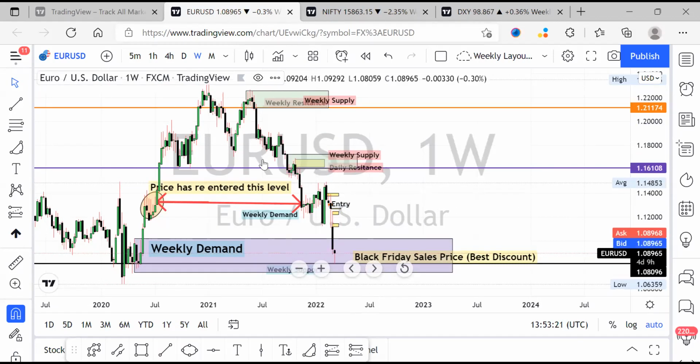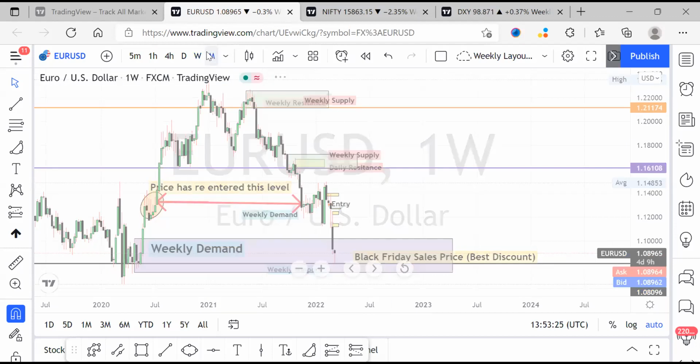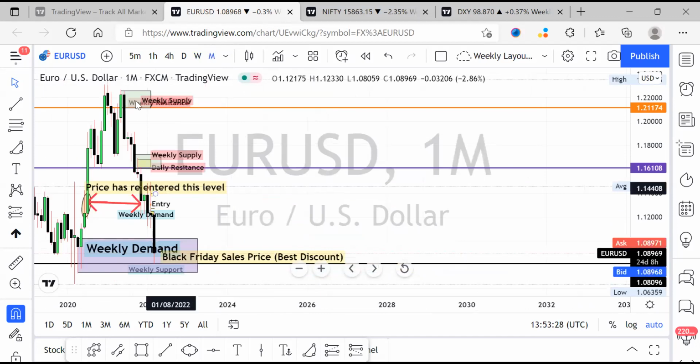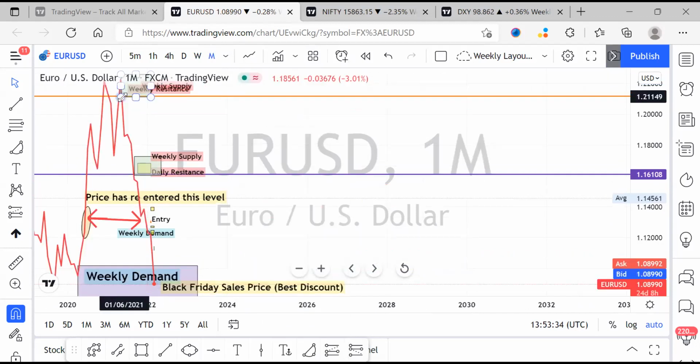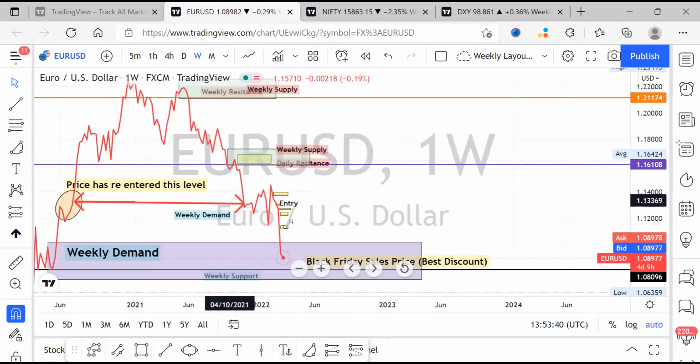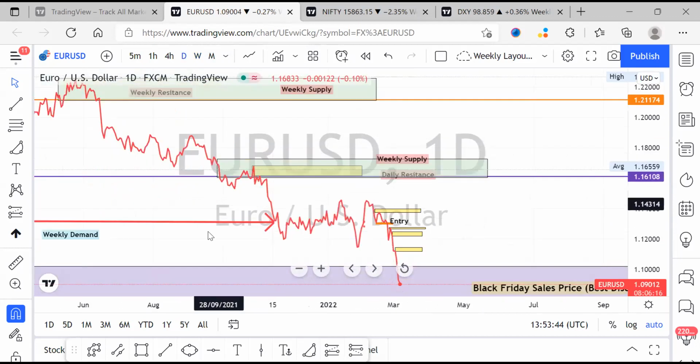You must understand what is meant by top-down analysis. Top-down analysis tells you from a monthly point of view if the price is going down. So if I change this to a line chart, the line is going down. The line is not going up. The weekly is telling you that the line is going down. The daily is telling you that the line is going down.